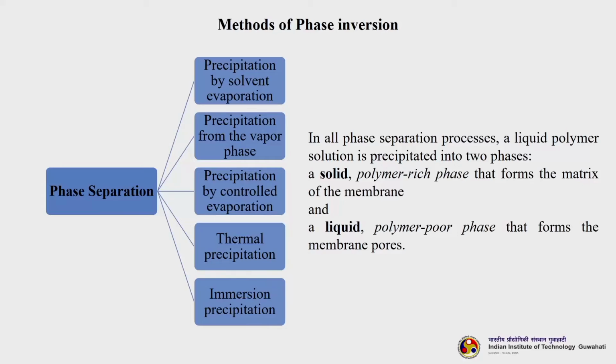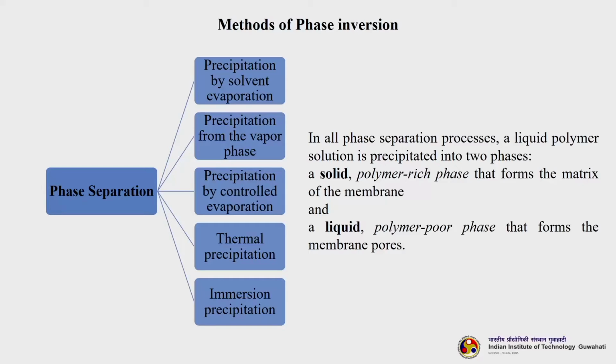So, we shall have precipitation by solvent evaporation, we can have precipitation from the vapor phase, we can have precipitation by controlled evaporation, then we can have thermal precipitation, then we have immersion precipitation. So, in all phase inversion or phase separation processes there are two phases, one phase is precipitating and that is forming the solid phase, okay, and later on the membrane.